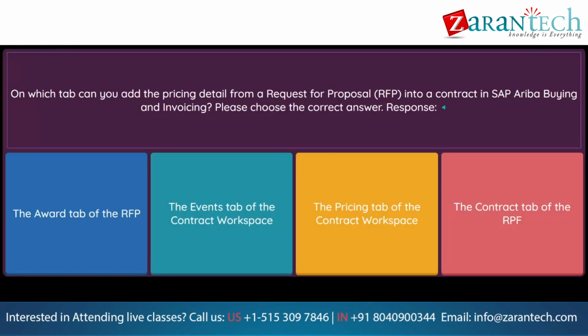Question: on which tab can you add the pricing detail from a request for proposal, RFP, into a contract in SAP Ariba Buying and Invoicing? Please choose the correct answer. Response: Option 1 the Award tab of the RFP. Option 2 the Events tab of the Contract Workspace. Option 3 the Pricing tab of the Contract Workspace. Option 4 the Contract tab of the RPF.